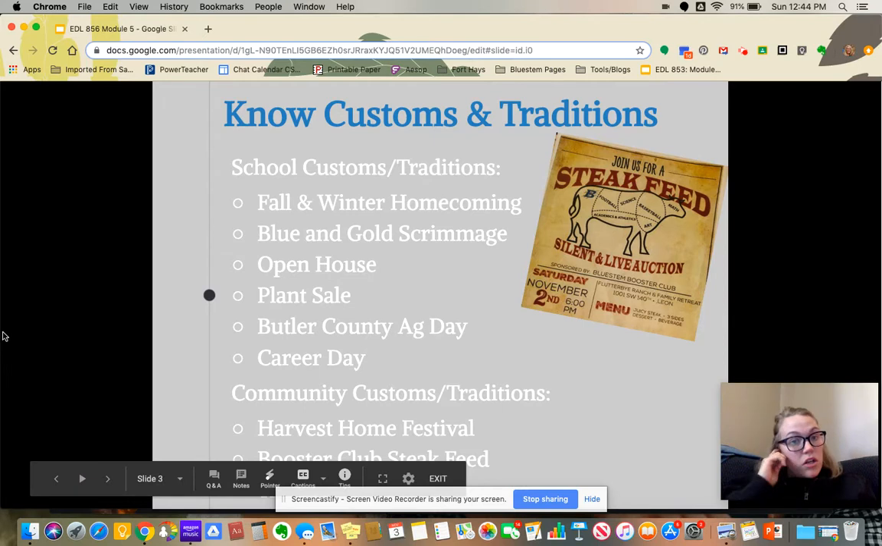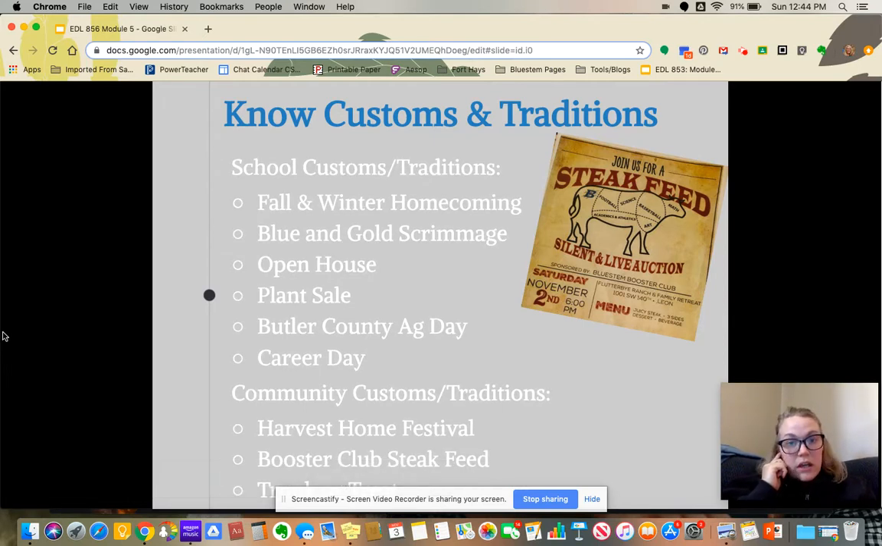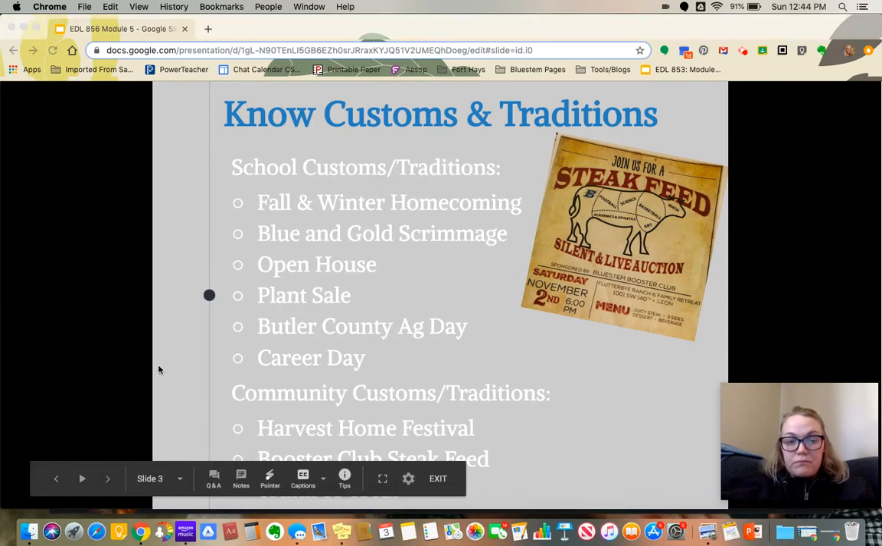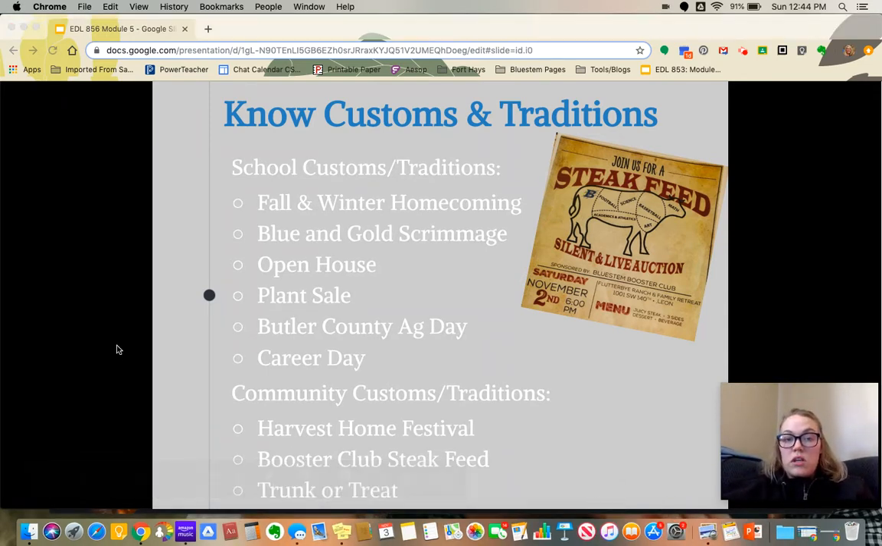Next are customs and traditions. I broke it down into school customs and traditions and community customs and traditions. School customs and traditions: fall and winter homecoming. We do a blue and gold scrimmage at the beginning of the year, which is a good opportunity for the community to come out and see our volleyball and football teams. We also introduce most of our student athletes as well. Open house is a night before school starts that our kids come in, meet the teachers, those kinds of things. And we usually have a huge turnout for that.